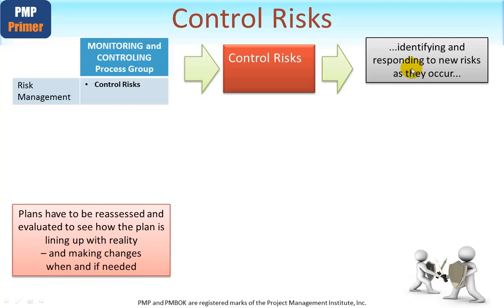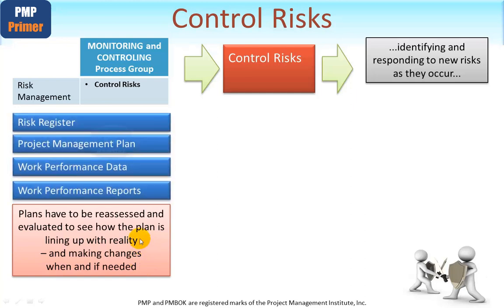For example, they might become more or less probable, or the impact may change or become greater or less than originally thought. However, another common aspect of controlling risks is that the responses you put in place do not have the desired effect, and therefore control action is needed to align the management of risks for the project back to what was originally planned within the risk management plan itself. So plans have to be reassessed and evaluated to see how the plan is lining up with your reality, and here we're talking about with regard to risks, and making changes when and if needed.